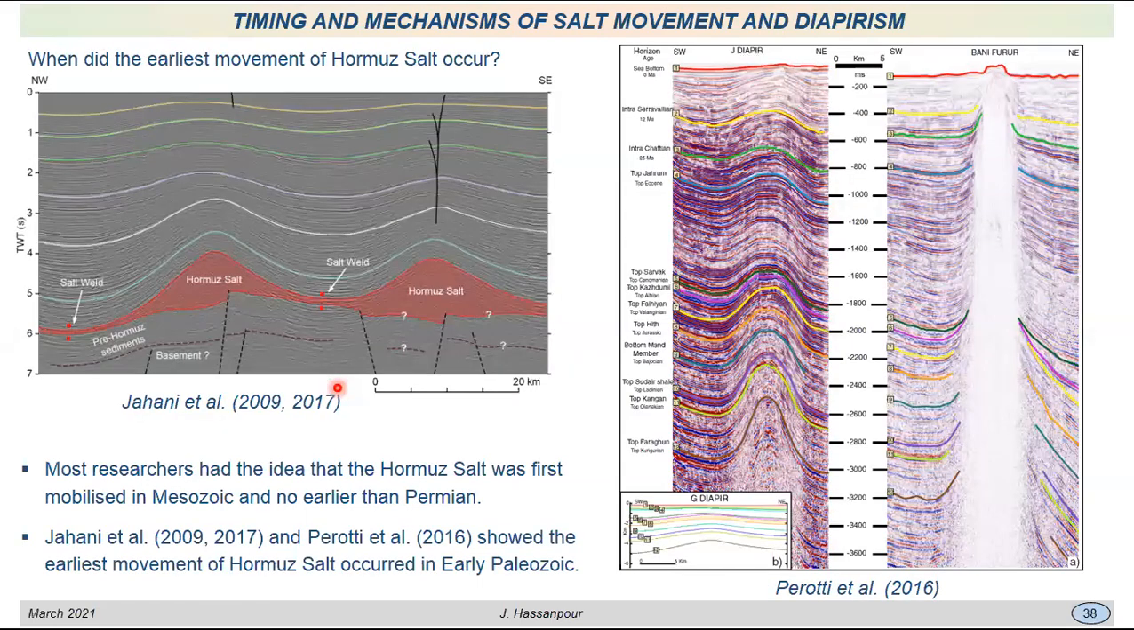So a main question is: when did the earliest movement of Hormuz Salt occur? So these seismic lines have been available just at the beginning of the current century. So before the advent of these seismic lines, most researchers had the idea that the Hormuz Salt was first mobilized in the Mesozoic and no earlier than Permian. But these seismic data allowed the researchers to identify all the phases of salt movement according to the changing thicknesses of overburden and thinning of these Paleozoic intervals above the salt pillows.